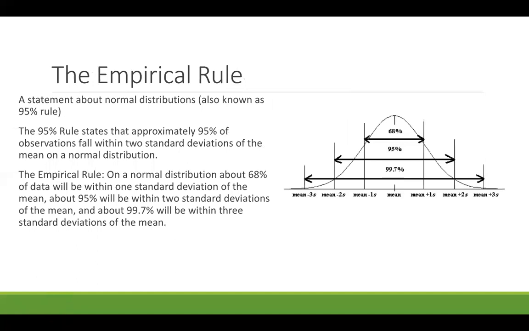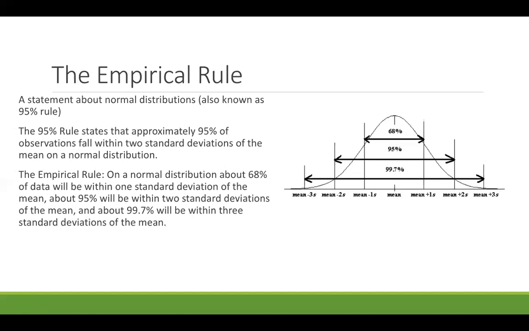a normal distribution. So the empirical rule just summarizes that on a normal distribution, about 68% of data will be within 1 standard deviation of the mean, about 95% of data will be within 2 standard deviations of the mean, and about 99.7% of data will be within 3 standard deviations of the mean.